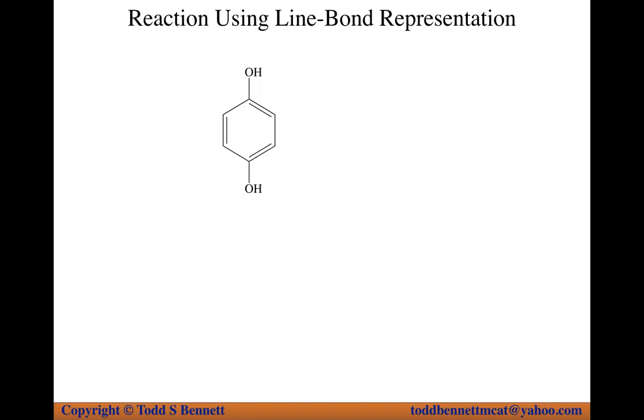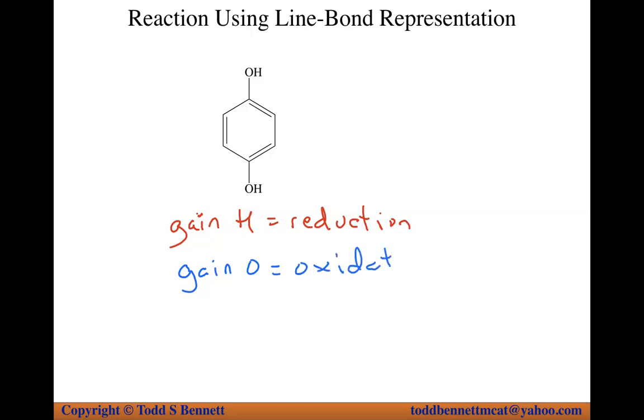Simply put, gain H equals reduction. Gain O equals oxidation. Now I need to qualify this because if we gain H plus, we have not reduced. So I should note: gain of bonds to H by carbon is reduction, gain of bonds to O by carbon is oxidation. So I'm just shorthanding this, gain of H.